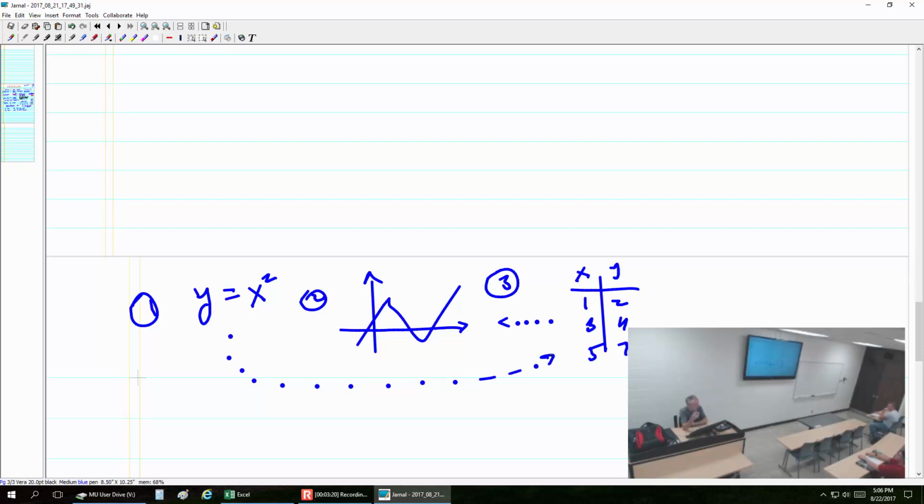that's how you create the table. So it doesn't have to be there. There might be a table with no formula behind it. So when you are given a table, you know that's a function.